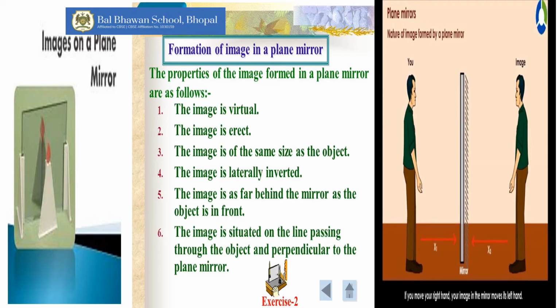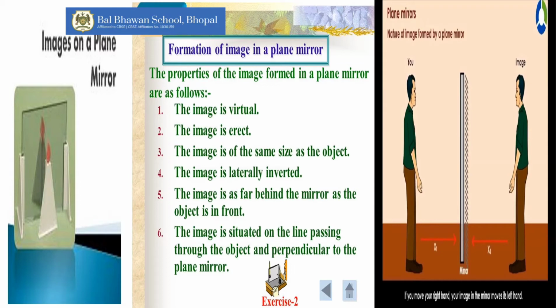The image is of the same size as the object. Now look here, you can see that the object and the image both have the same size. The image is laterally inverted. As I told you, the right of the object would be the left of the image, and the left of the object would be the right of the image. The image is laterally inverted.